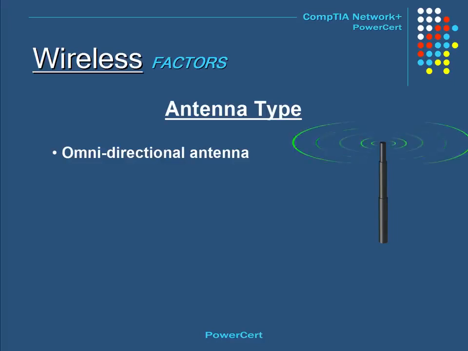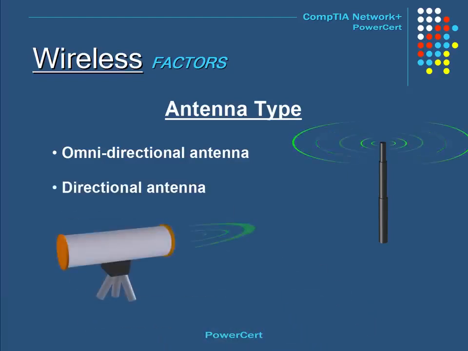And another type of antenna is the directional antenna. And this type directs the signal in one direction. And that direction is wherever you point the antenna to.